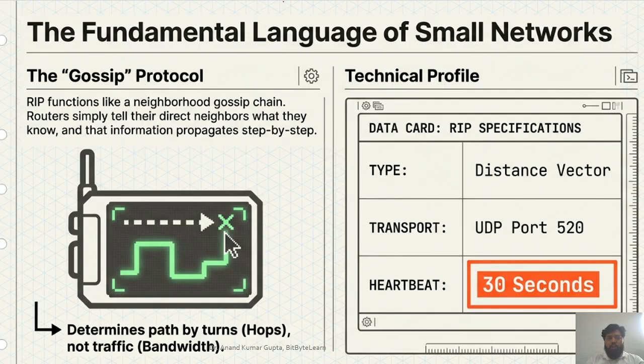Basically, RIP works on the gossip protocol. It means the routers exchange their information with neighbor routers following the gossip chain. They simply send the information to their directly connected neighbors, and that process is considered as gossiping.